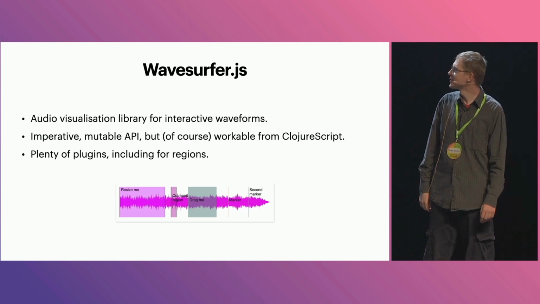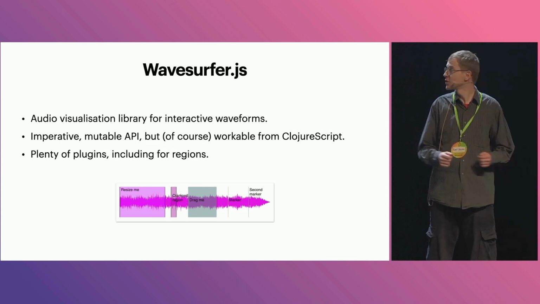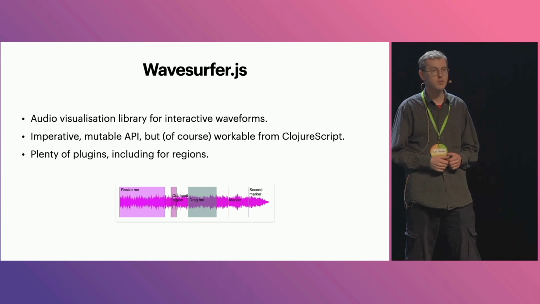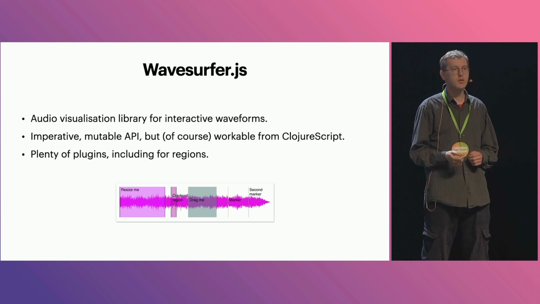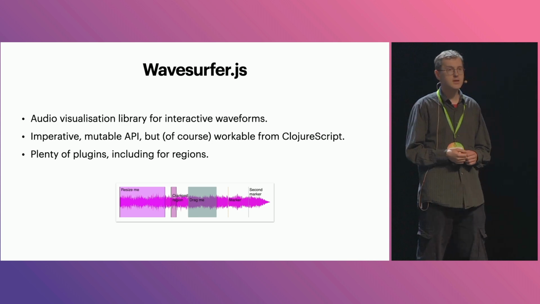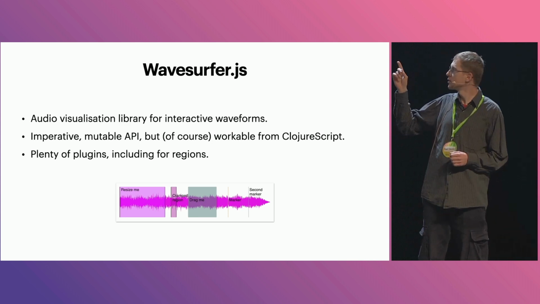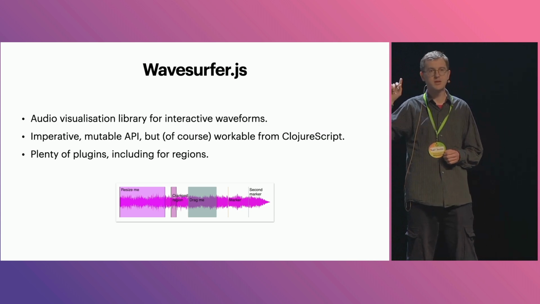For this nice interactive waveform, we are using a library called wavesurfer.js, and it is really nice. Unfortunately, it has a normal JavaScript mutable API, but obviously it can be worked with. It also has nice plugins. You can see there an image for a plugin for regions, which we are using to represent segments.